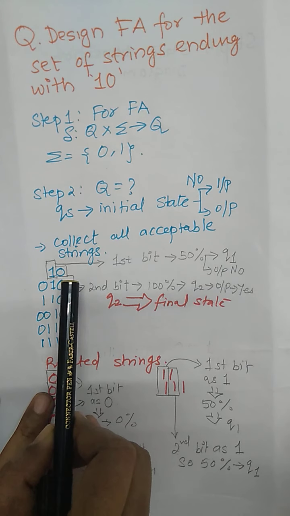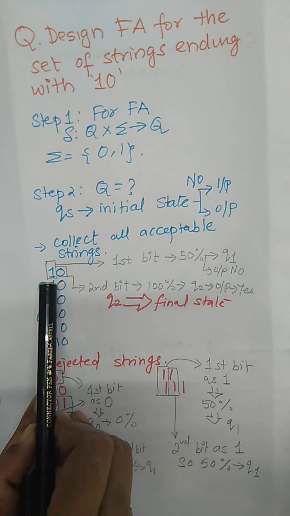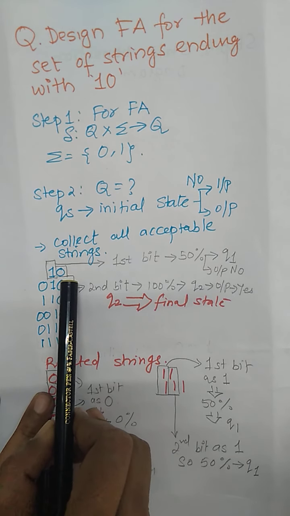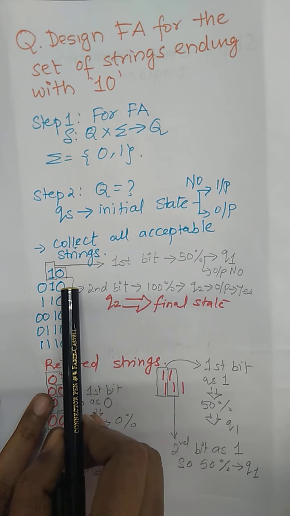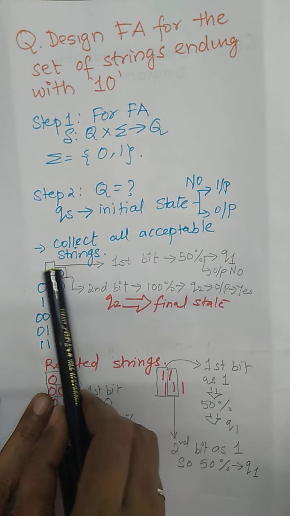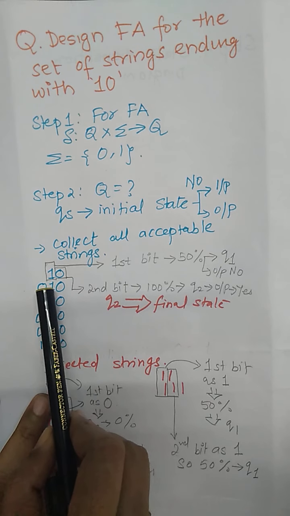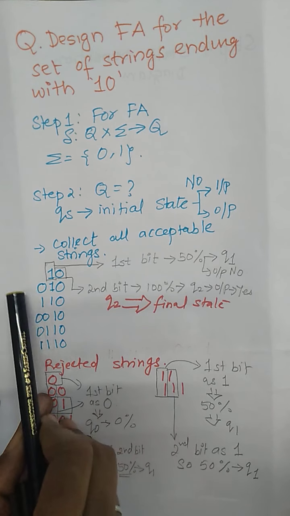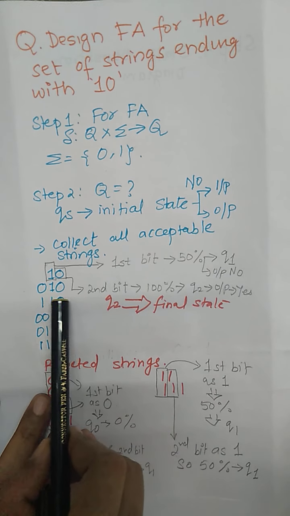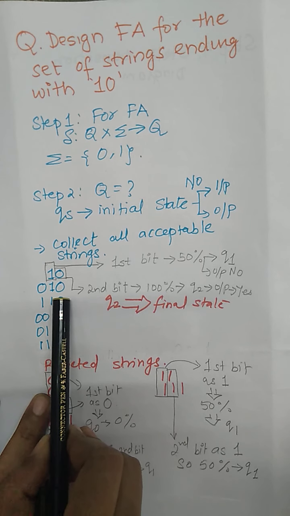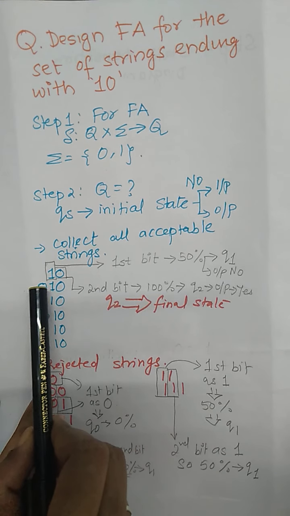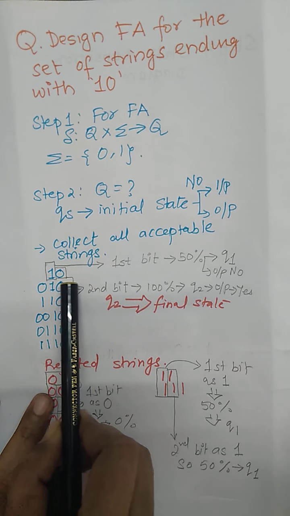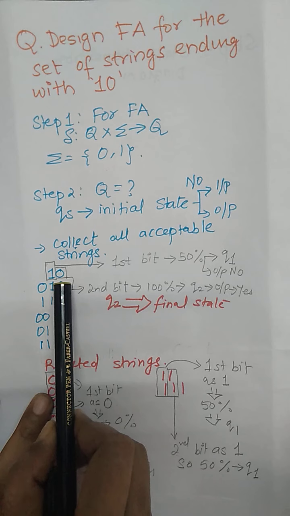Because this is the first acceptable string. So in this case this will be the second last bit and also the first bit, and this will be the last bit and also the second bit. As this is a string containing only 10, for simple understanding, this will be the first bit and this is the last bit. But if your string is starting like 010, now this will be the second last bit and last bit. But in this case, for the first acceptable string, we can consider second last bit also, first bit also, last bit also, and the second bit also.